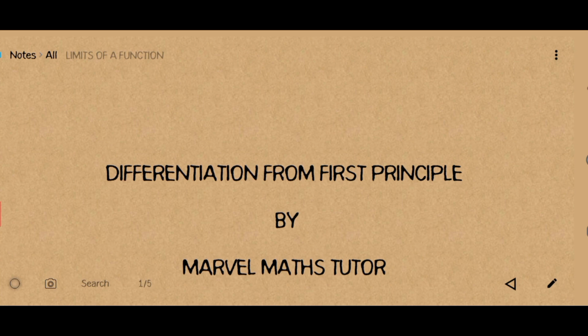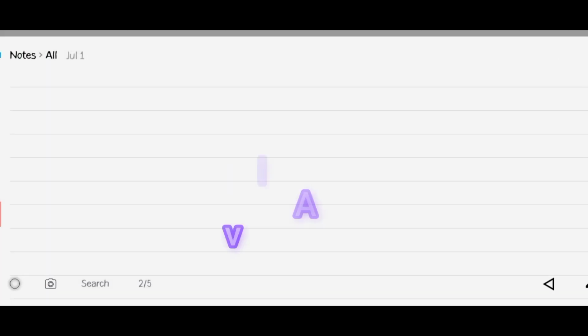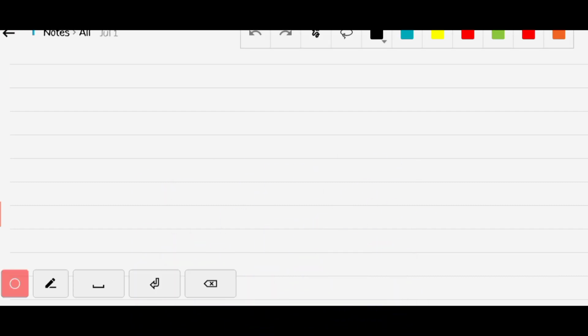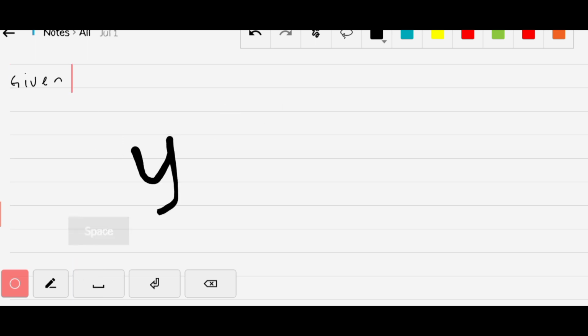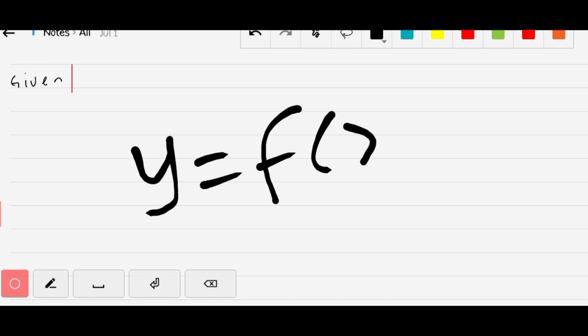So today we'll be looking at an aspect of calculus that has to do with differentiation from first principle, differentiating a function from first principle. So we want to look at how we can differentiate a function from first principle. Now if we are given a function such that y is equal to f of x.